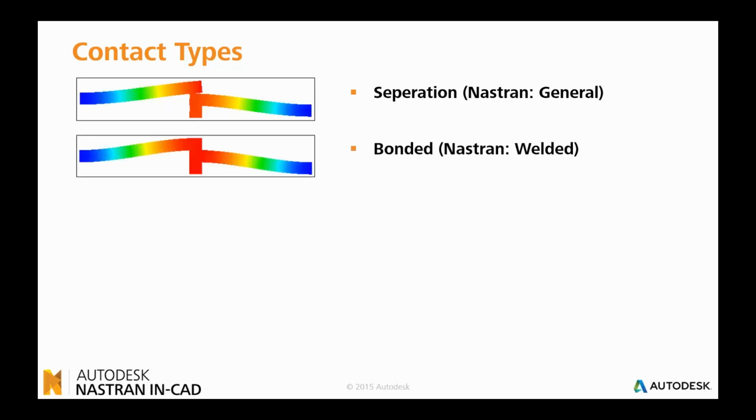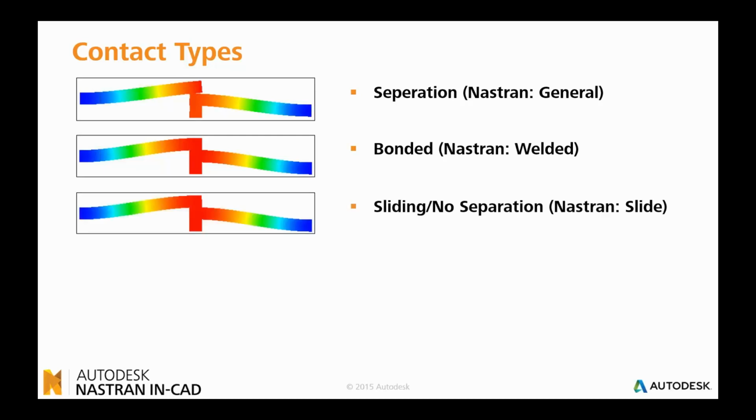Further to this, we then have bonded contacts, or what's referred to as welded contacts in Nastran. This is where we're actually telling bodies, faces, edges, entities that they have a bonded or welded contact with one another. So they're physically locked to one another. If one moves, the other moves. So there is a dependency on one another created in this type of contact.